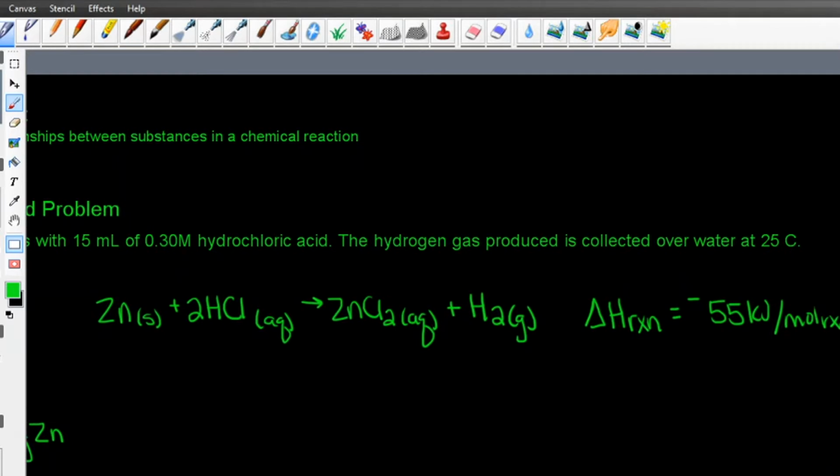Okay, so looking at this reaction based on what we discussed earlier today, this reaction is a single replacement reaction, but it's also a redox reaction.